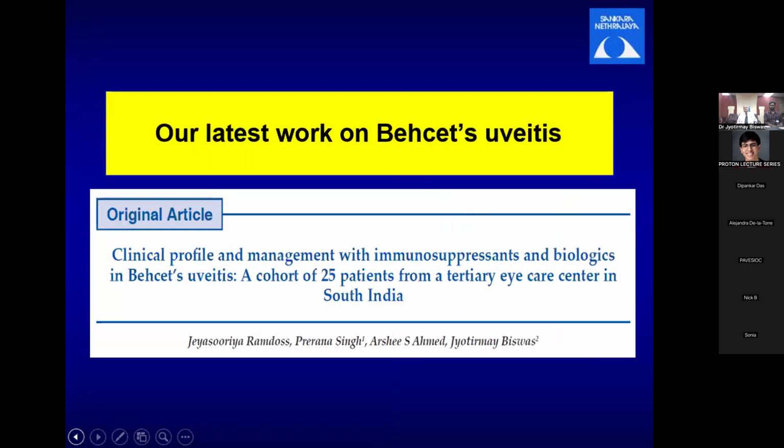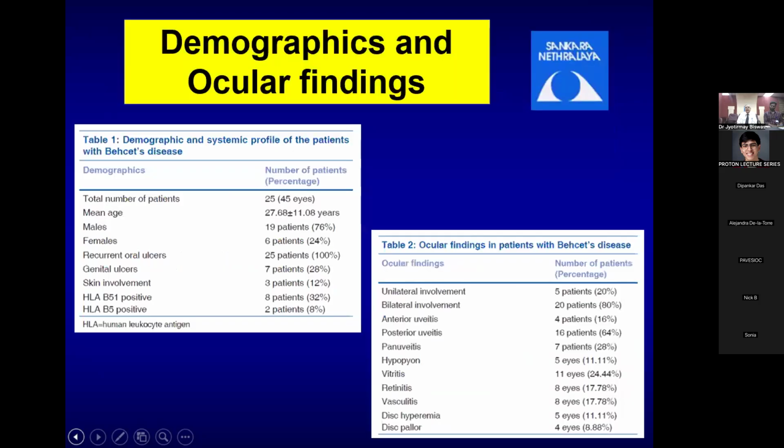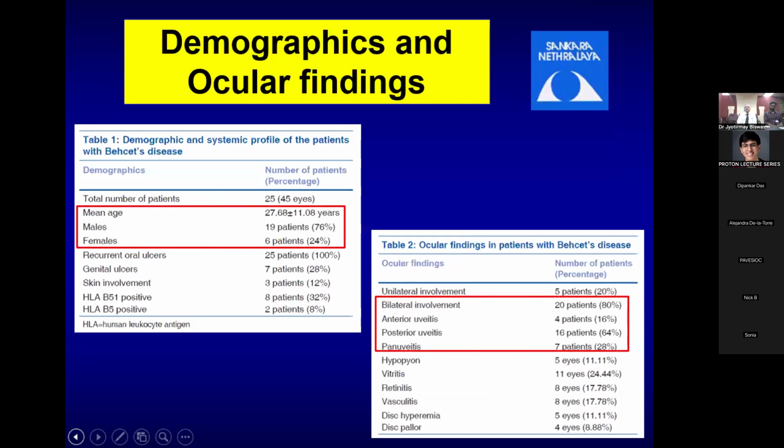We studied 25 patients of Behçet's disease, looking at the clinical profile and management with immunosuppressive and biologic agents, and we found that Behçet's disease mainly occurs in male patients, that bilateral involvement was seen in 80% of cases, and that the most common involvement is posterior uveitis in the form of retinal vasculitis.